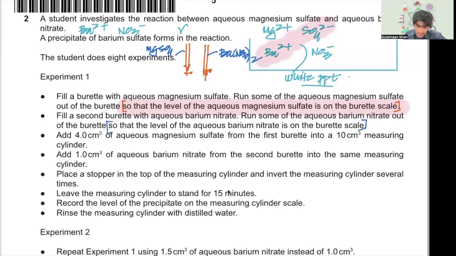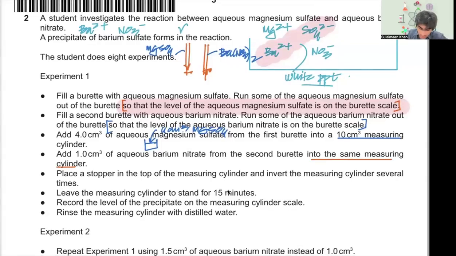Okay, run some of the aqueous barium nitrate out of the burette so that the level is on the burette scale. Now add 4 cm cube of aqueous magnesium sulfate from the first burette into a 10 cm cube measuring cylinder. So he took a measuring cylinder 10 cm cube and he added 4 cm cube of magnesium sulfate to it from a burette, right? And then he added 1 cm cube of aqueous barium nitrate from the second burette into the same measuring cylinder. Awesome. So in one 10 cm cube measuring cylinder, what do I have? I have 4 cm cube of magnesium sulfate and 1 cm cube of barium nitrate. That's how you need to read the question.